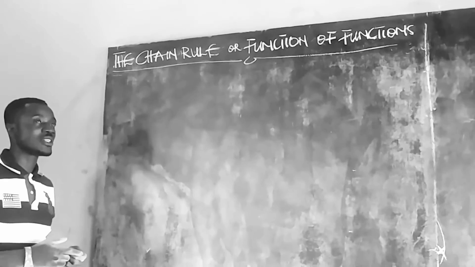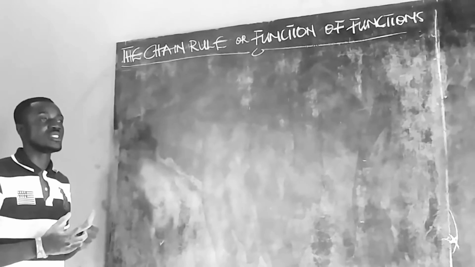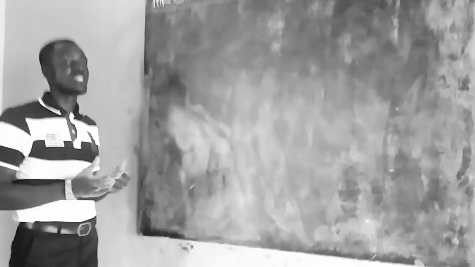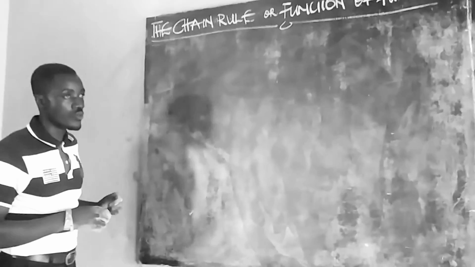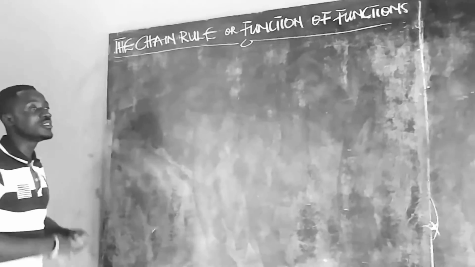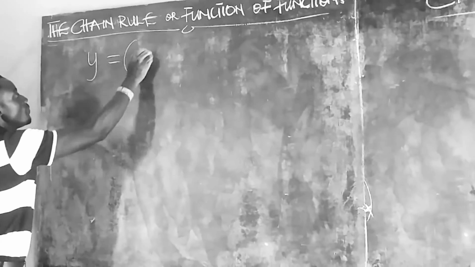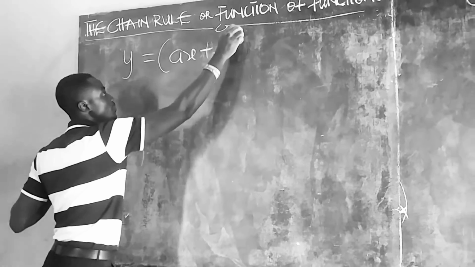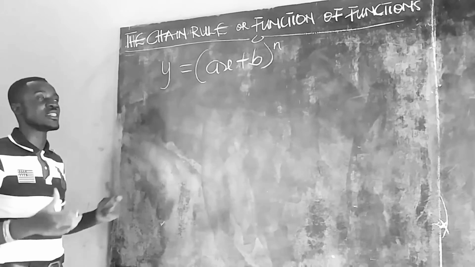We are studying calculus. In our previous lesson, we learned about differentiating from first principles and the basic differentials. Now we are looking at the chain rule. Sometimes we are asked to differentiate a function. Let's say y is equal to (ax + b) exponent n, and you have been asked to differentiate this function.